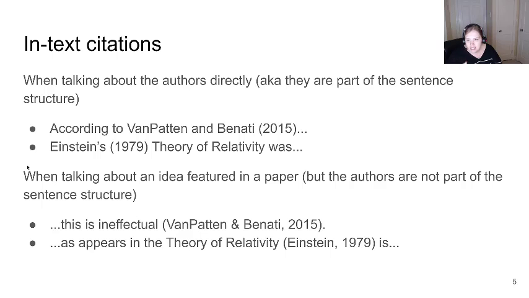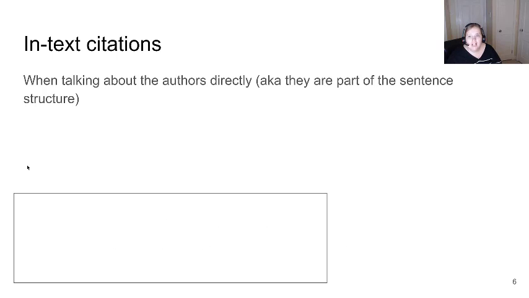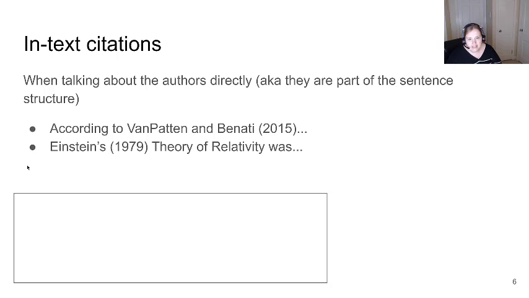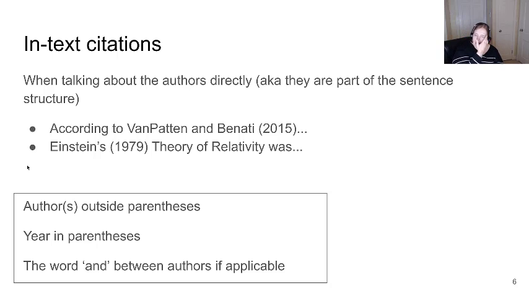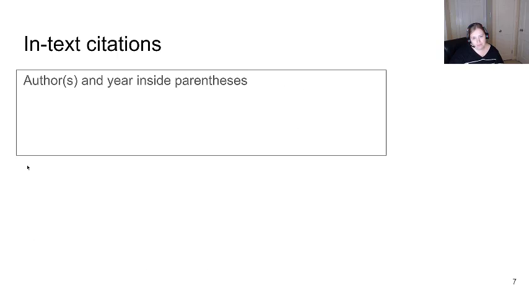Now, you can vaguely see these have slightly different patterns of use. The top one, as we saw, looks like this. The pattern is, if we're going to use them as part of the sentence structure, the authors are outside of any parentheses, author or authors, the year remains in parentheses, and if there's multiple authors, particularly if there's two, we'll see more in a second, if there's three or more, you'll put the word and, okay? Simple, no big deal, okay?